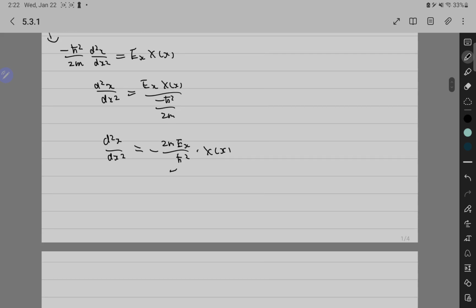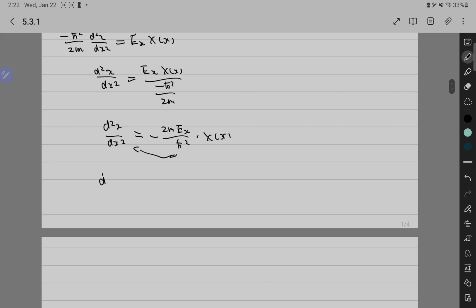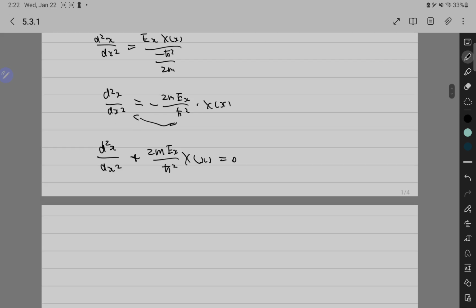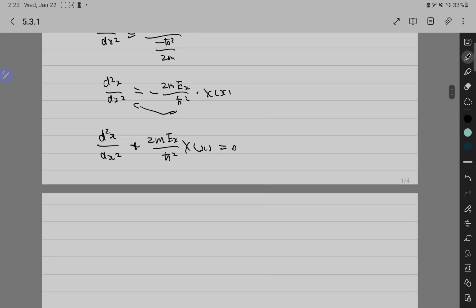And now if we move this whole thing to the left side, this is going to give us d squared X dx squared plus 2m Ex over h squared X is equal to 0. So this is what we're gonna get, right? And what we have here is a second order differential equation.